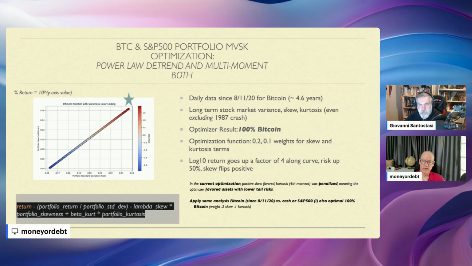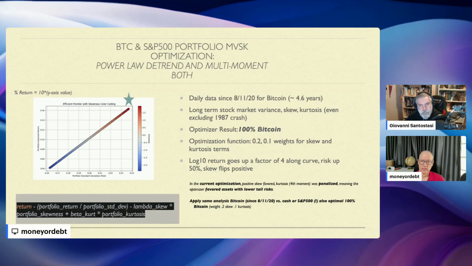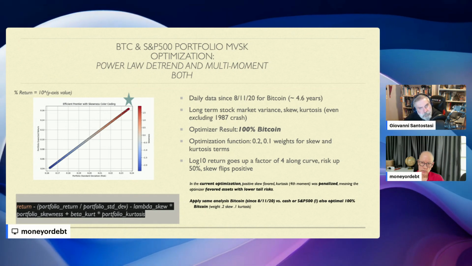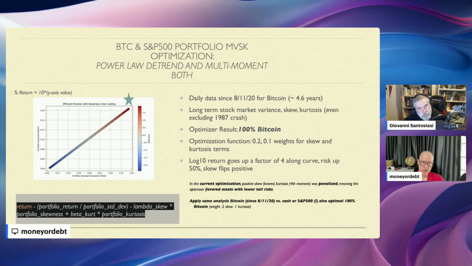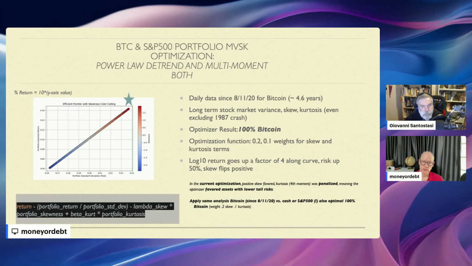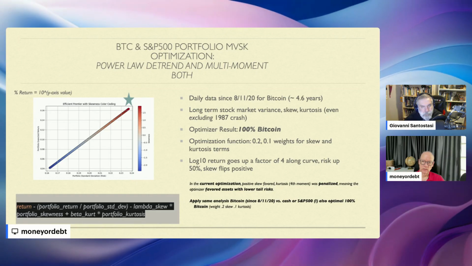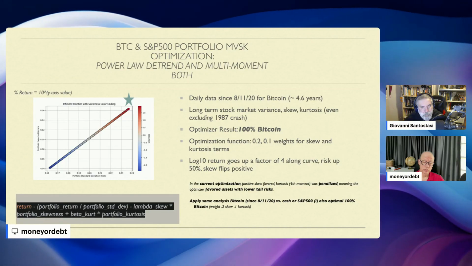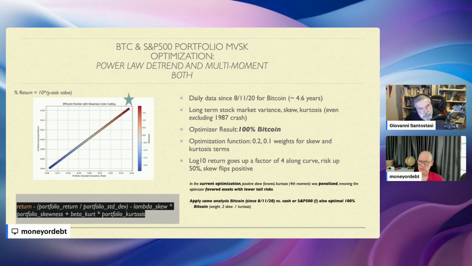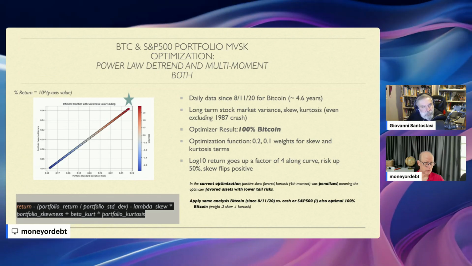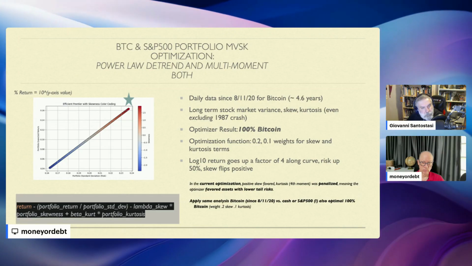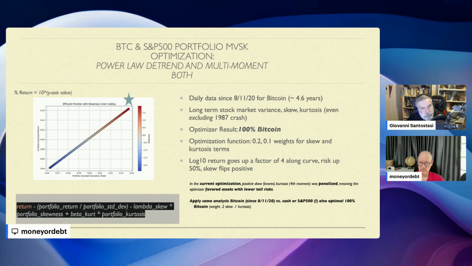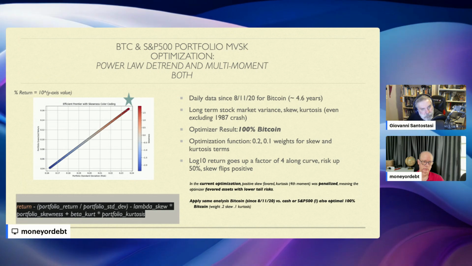Now we can look at the slide and see how you interpret that. The log 10 return increases from 0.04 in the lower left, which would be a pure stock portfolio, up to 0.16 in the upper right, the expected daily return with a pure Bitcoin portfolio. So the log 10 return goes up by a factor of 4 along the curve, and the risk is up about 50% because the standard deviation has gone from 0.16 to 0.24.